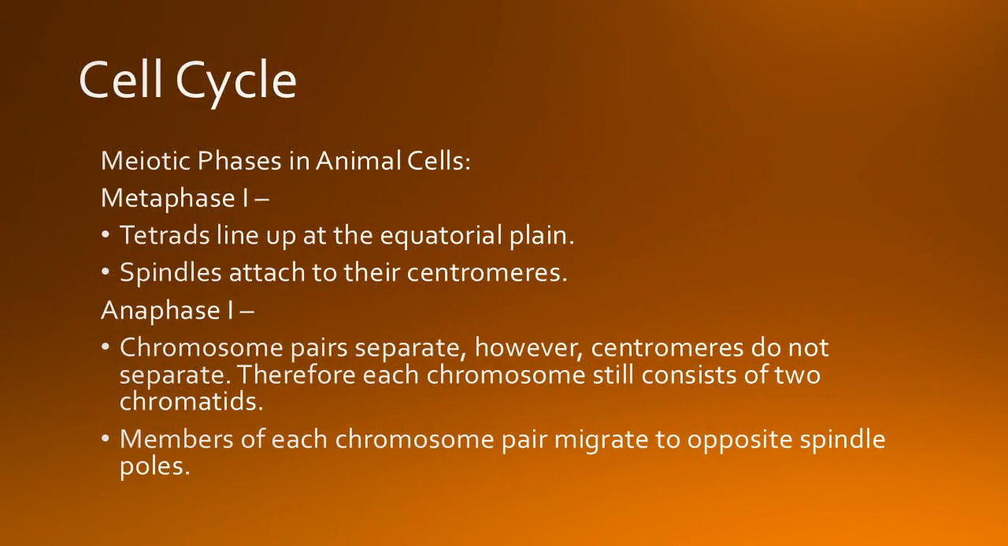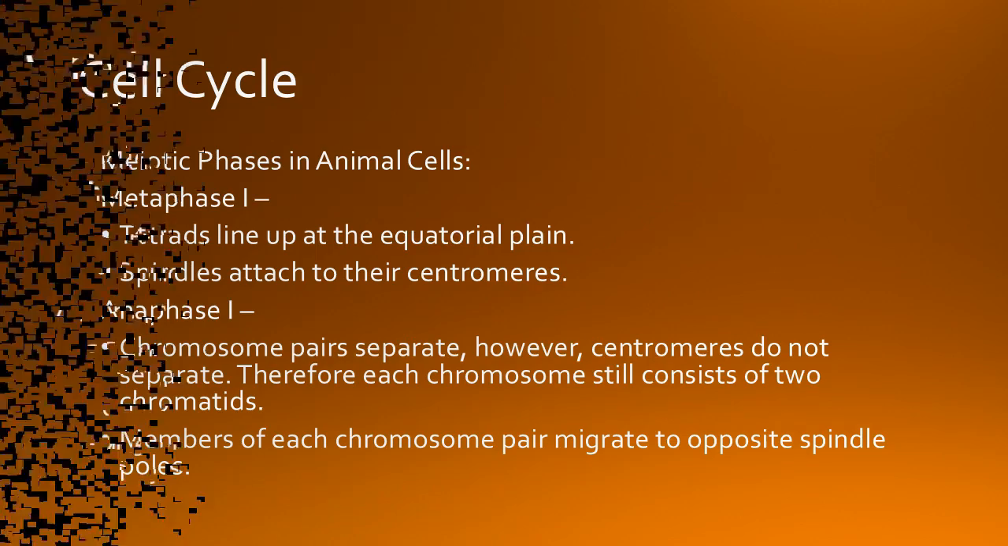In metaphase 1, synapsed chromosomes line up at the equatorial plane and attach to spindle fibers at their centromeres. Anaphase 1 begins with the separation of members of each chromosome pair. The centromeres do not separate, therefore each chromosome still consists of 2 chromatids joined at their centromeres. Members of each chromosome pair migrate to opposite poles of the spindle in their replicated state.